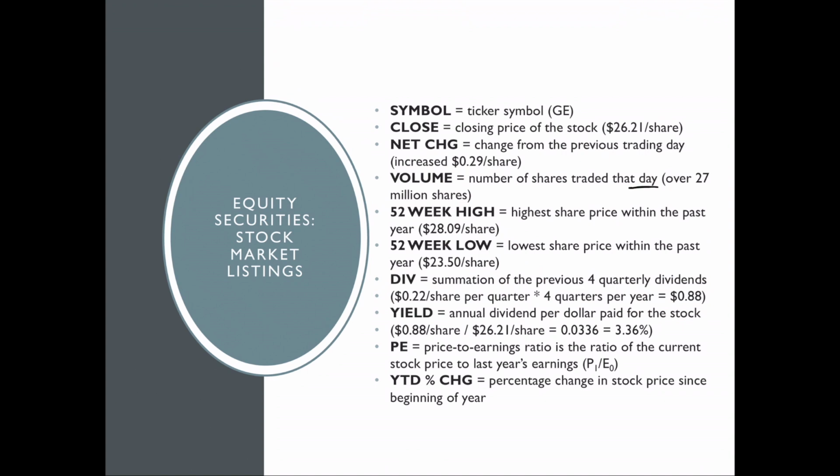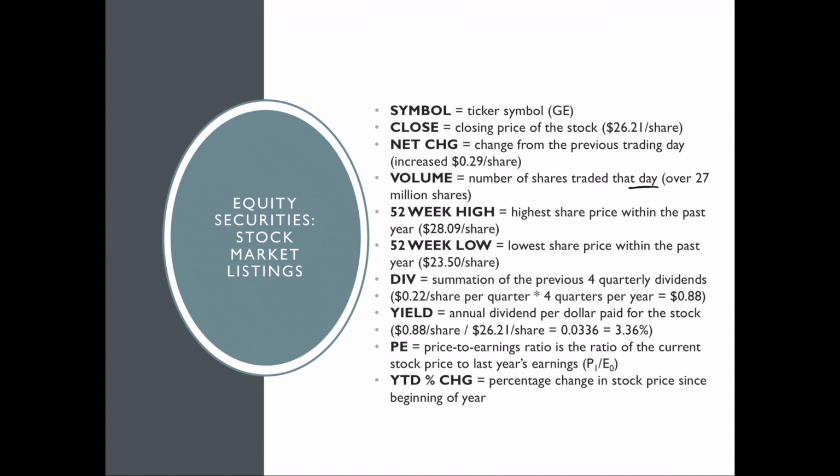The 52-week high and 52-week low are pretty self-explanatory, the highs and lows over the previous year. The dividend is a summation of the previous 4 quarterly dividends. You take the total of those, or if it's the same per quarter, you just multiply it by 4 quarters to get the annual dividend. The yield is the annual dividend per dollar paid for the stock. So 88 cents a share per $26.21 share price gives you a 3.36% dividend yield.